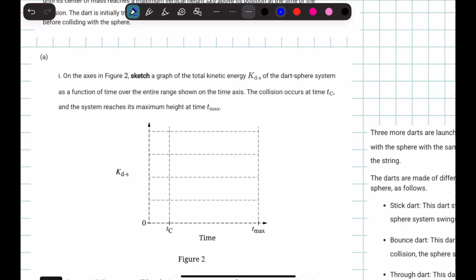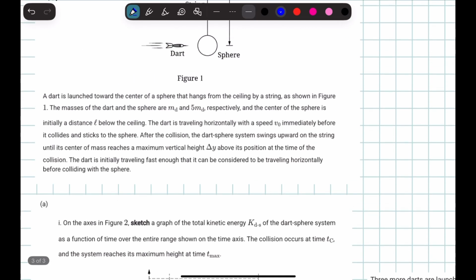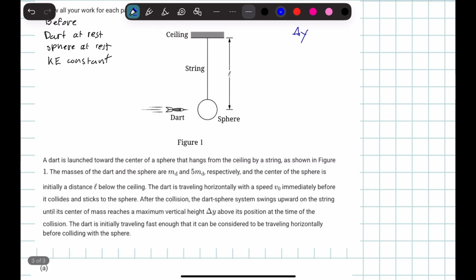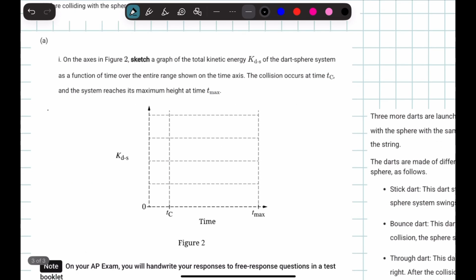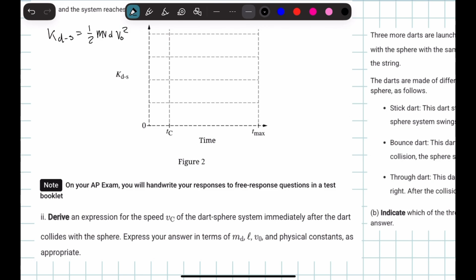The graph is the total kinetic energy of the dart plus the sphere system, and the time runs from before the collision, after the collision, to the maximum height. The collision occurs at time t_c, and the maximum height will occur at t_max. So because we know that the total kinetic energy is going to be constant before the collision, from K_DS we have 1/2 m v initial squared. So we can draw a horizontal line at a constant non-zero value.